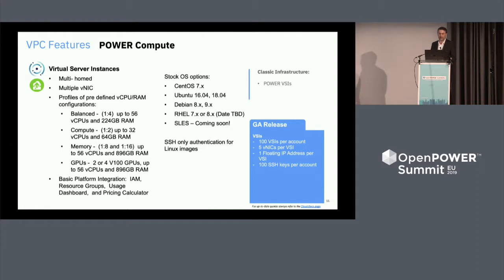So we're allowing different profiles to be provisioned, and capabilities like multi-home, multi-VNIC, and on the right-hand side is the stock OS options. So we will provide you a set of operating systems, distributions for Linux that you can deploy into your instances. And so these are some of those that are here listed. CentOS, Ubuntu, Debian, RHEL, and later SLES, we hope.